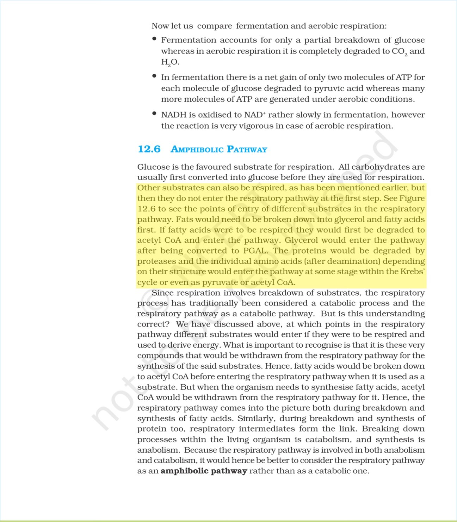Fats would need to be broken down into glycerol and fatty acids first. If fatty acids were to be respired, they would first be degraded to acetyl-CoA and enter the pathway. Glycerol would enter the pathway after being converted to PGAL. The proteins would be degraded by proteases, and the individual amino acids, after deamination, depending on their structure, would enter the pathway at some stage within the Krebs cycle or even as pyruvate or acetyl-CoA.